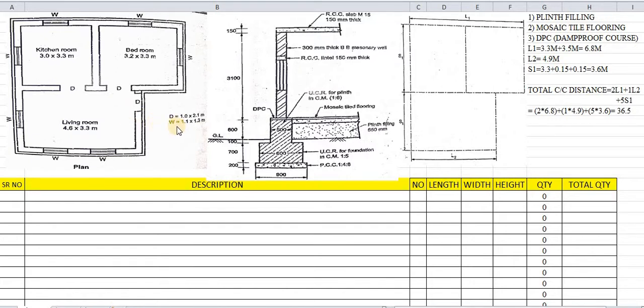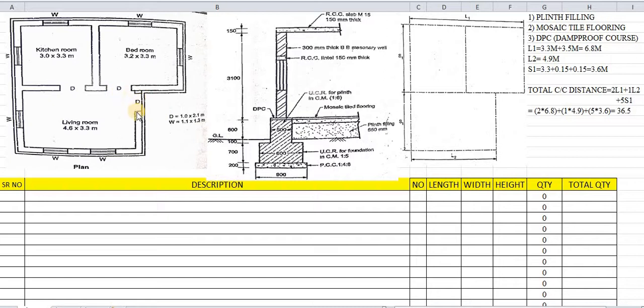Again, most important, the schedule of doors and windows is also given. Here the door has been mentioned as 1 by 2.1. That means 1 meter is the length of the door and the height of the door is 2.1. Here 2.1 has been mentioned as the height, because normally we are providing doors like this. 1 meter is the length of the opening, which has been provided as 1 meter.